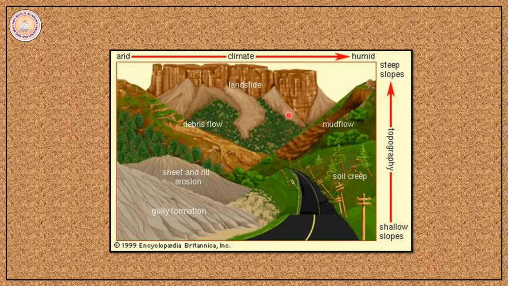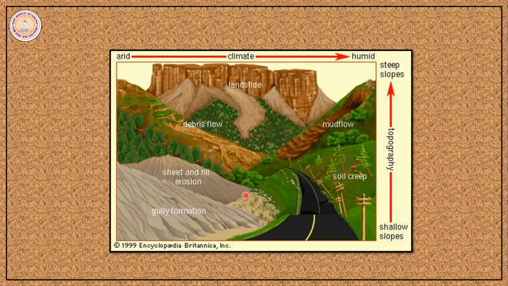Here we can see landslides, which we have already talked about, flow of debris. Due to lack of vegetation, we can see the soil coming down, and sheet and gully formation. You can see these long narrow furrows, which ultimately become broadened, and this entire area becomes unfit for any kind of agricultural activities.